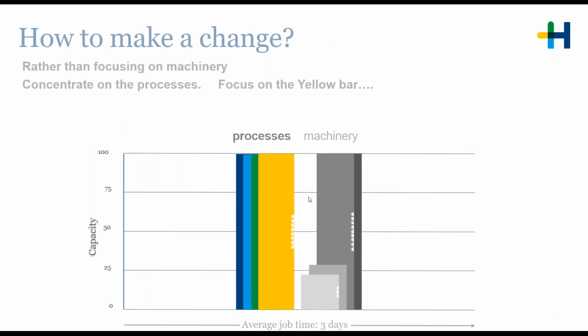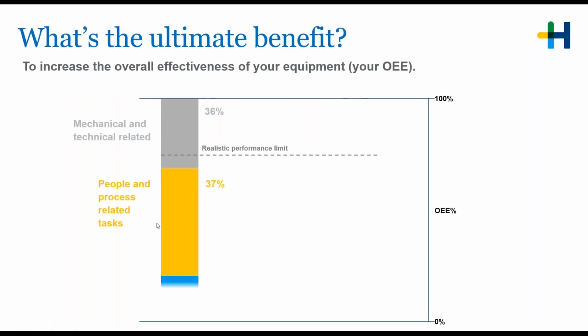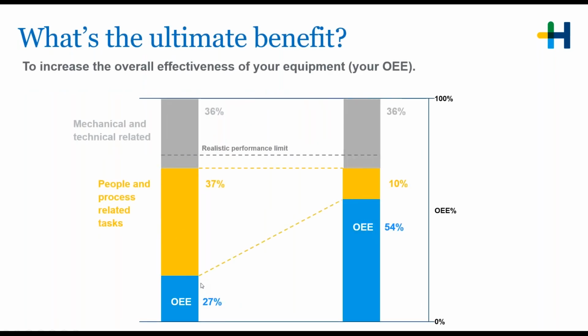And that's because we've separated your machinery mechanics from your processes. We realize that we need to focus on the yellow bar more. Because when we look at your overall equipment effectiveness, which in the industry is typically around about 27% at the moment, we realize that that is down in part to the fact that people and process related tasks are taking up so much of the burden of processing.